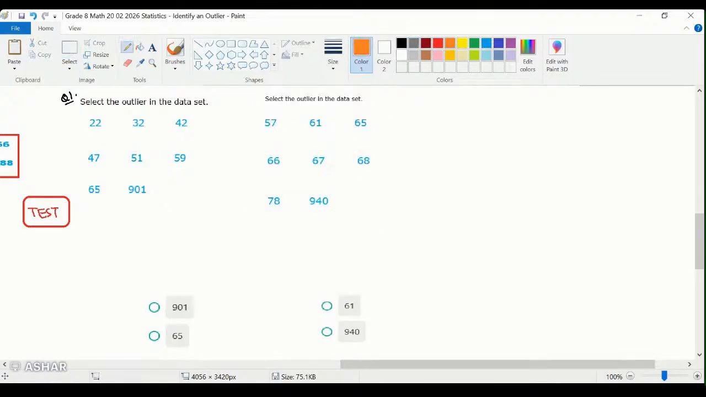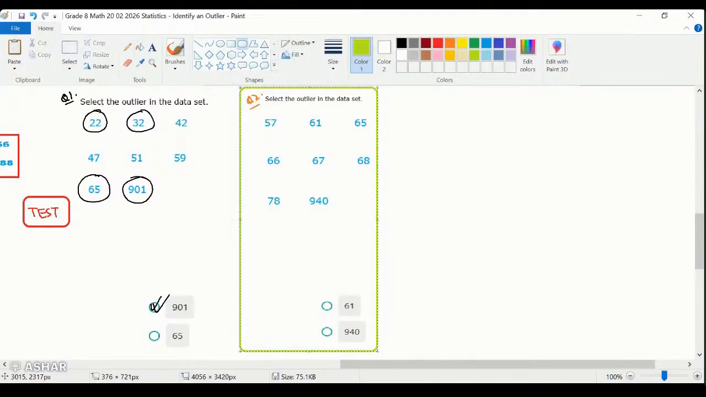Perfect, because in question number 1, 22 is very close to 32, but 901 was far away. That means 901 is the outlier. Agreed. What about the next question? Question number 2. What should be the outlier in question number 2? Just look at the extreme ends.